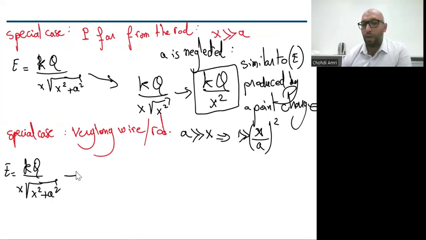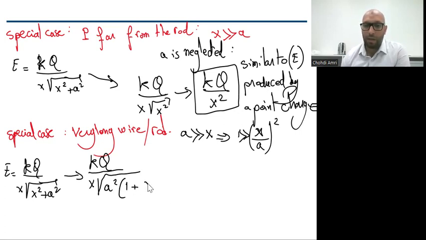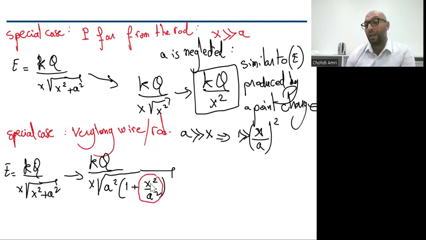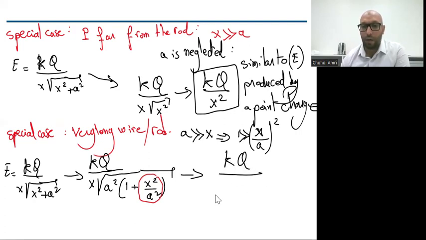So let's start from our expression, kq over x multiplied by the square root of x squared plus a squared. This expression will be kq over x multiplied by the square root of a squared times the factor of 1 plus x squared over a squared. Yes or no? Yes. So this term will be cancelled and neglected compared to the 1. So the result will be kq over x multiplied by the square root of a squared, that means multiplied by a.